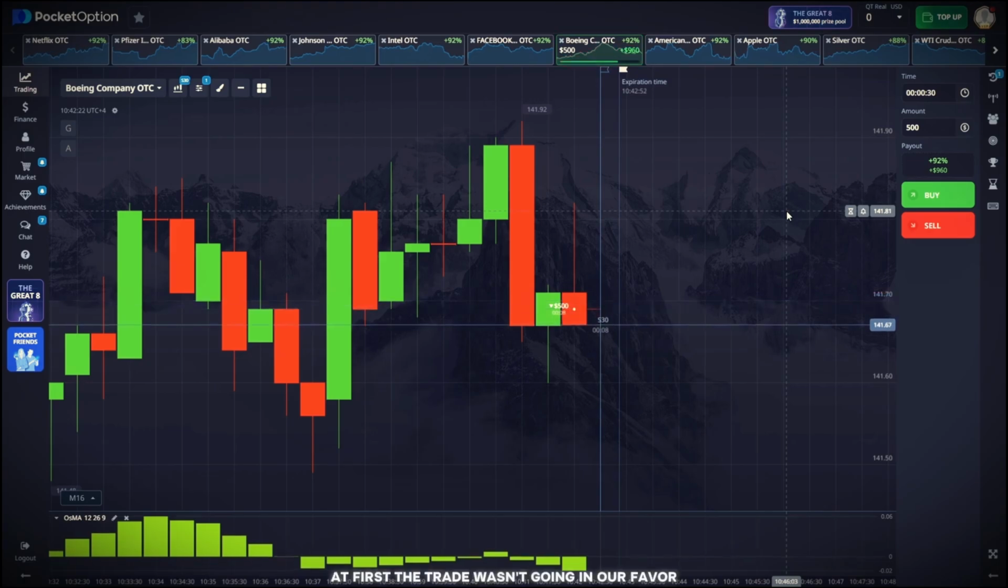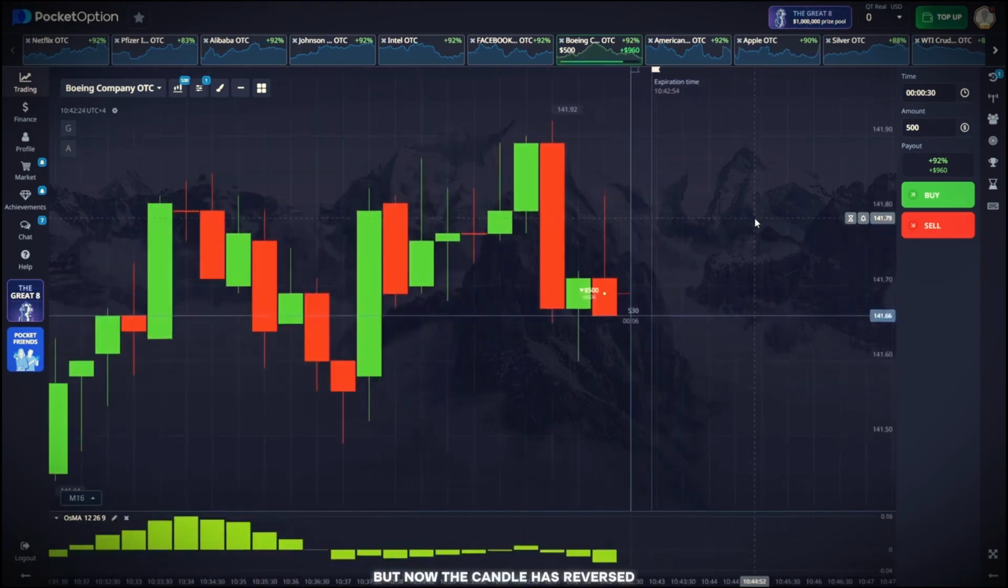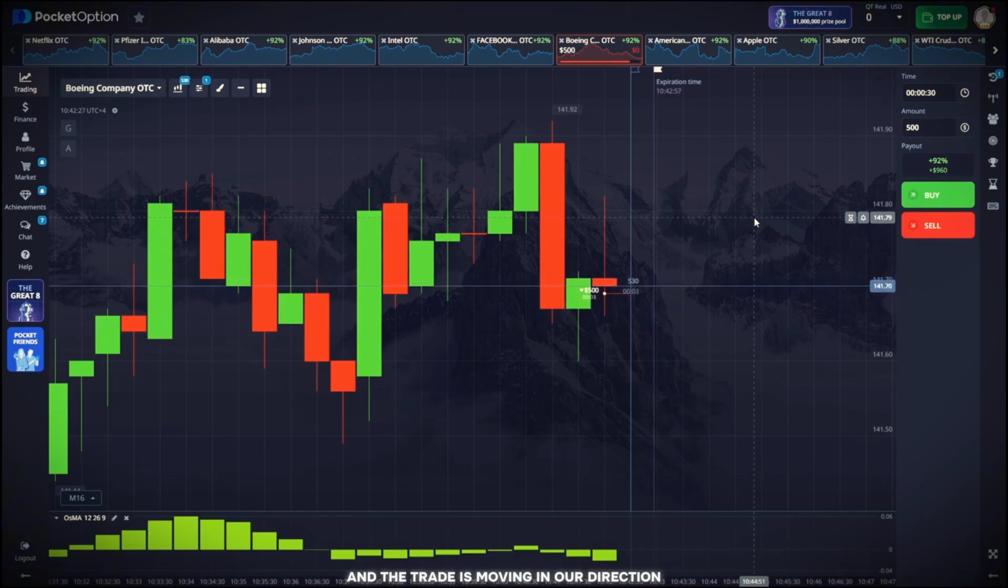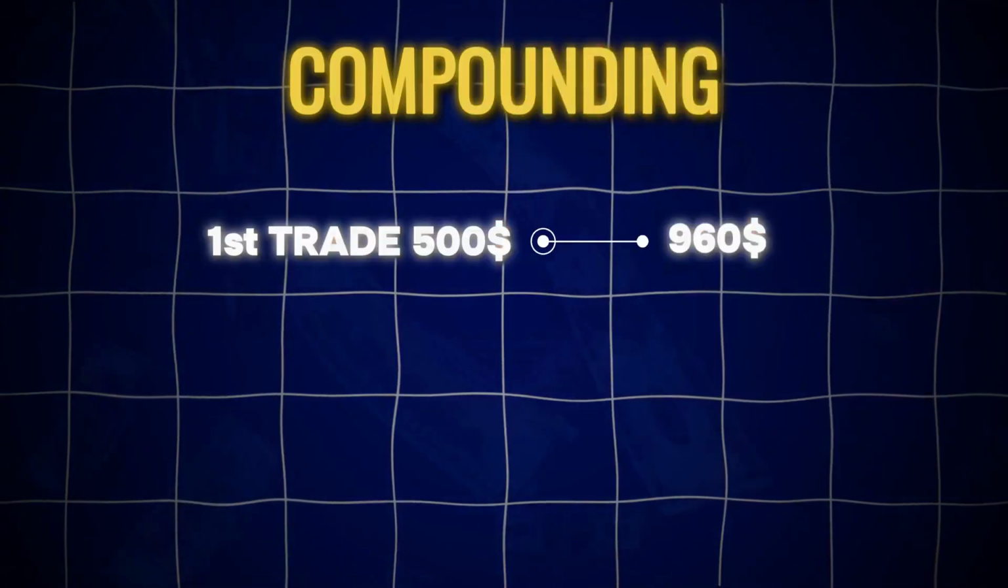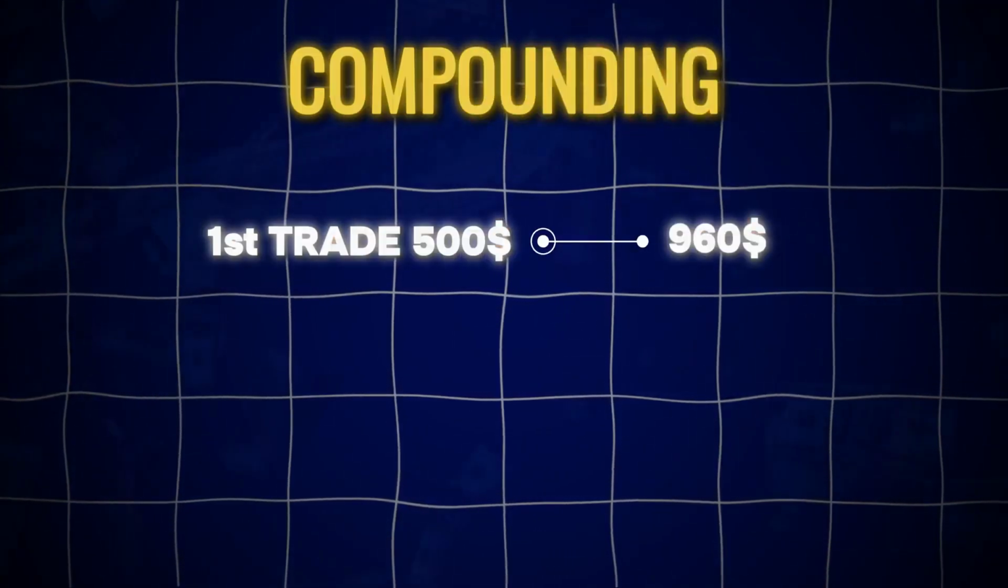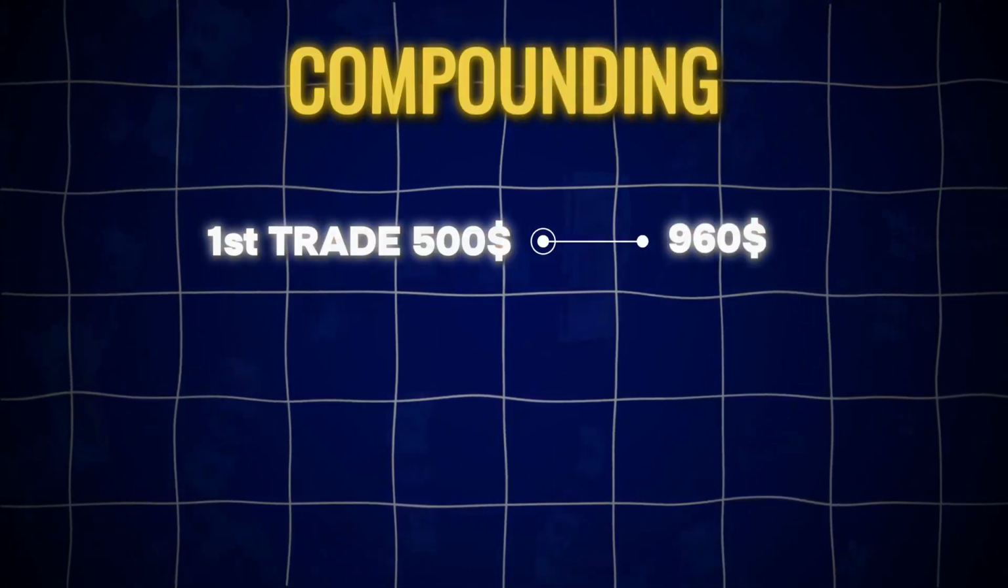At first, the trade wasn't going in our favor, but now the candle has reversed and the trade is moving in our direction. Only a few seconds left, and I've won my first trade. My balance is now $960. Let's find a new trade for $960.